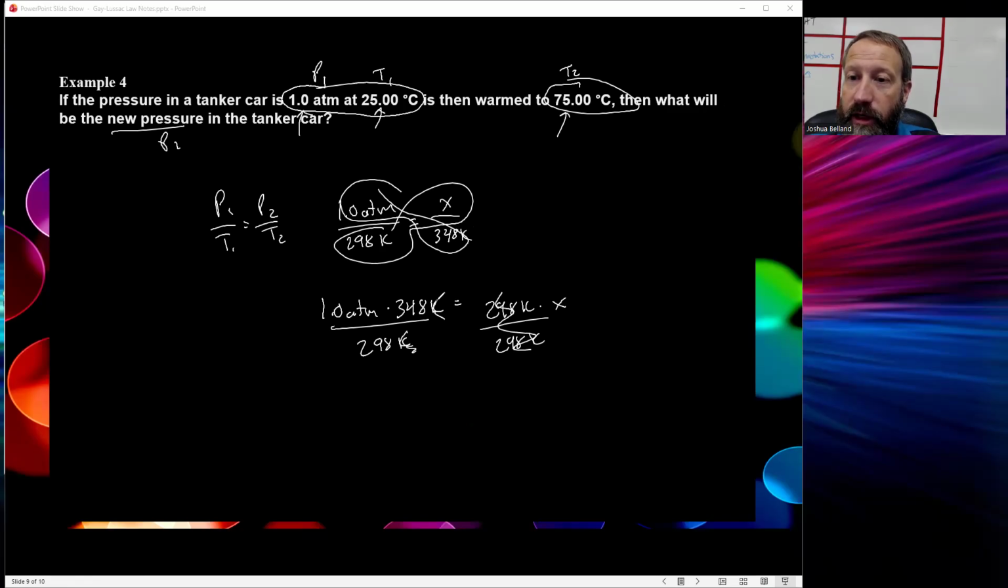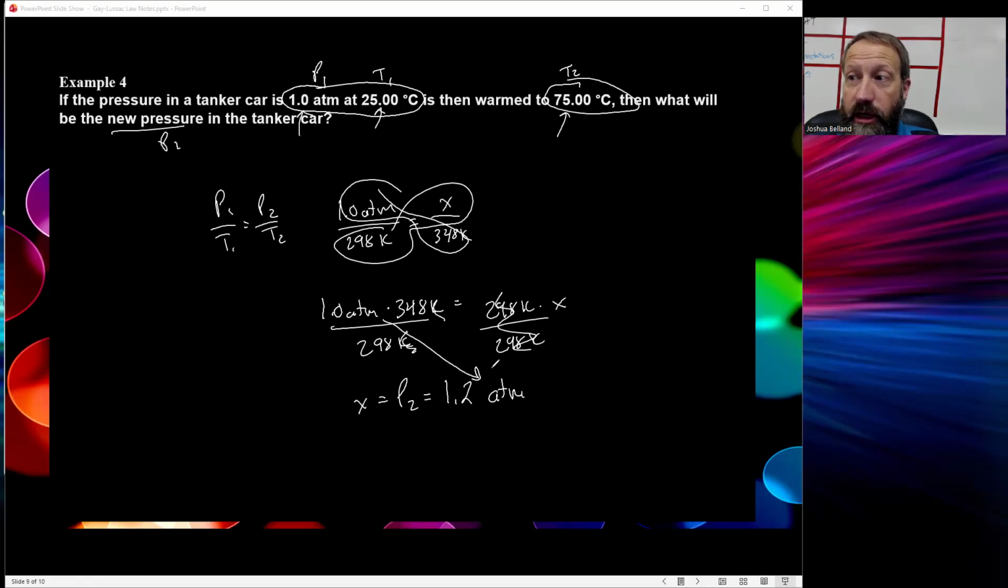Okay, and even the kelvins, I just scribbled them out there. So X, which is pressure 2, is going to be 348 times 1 divided by 298. I can do that in my calculator. It's 1.2. Okay, well, that didn't cancel as atmosphere, so that's what's there.